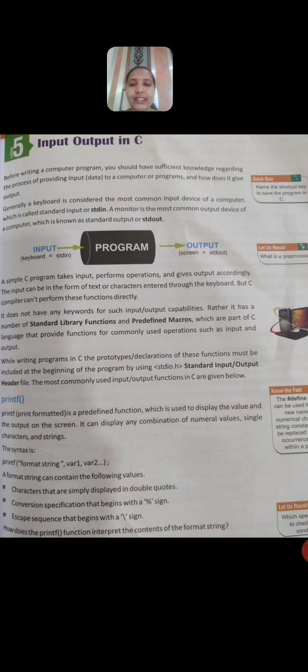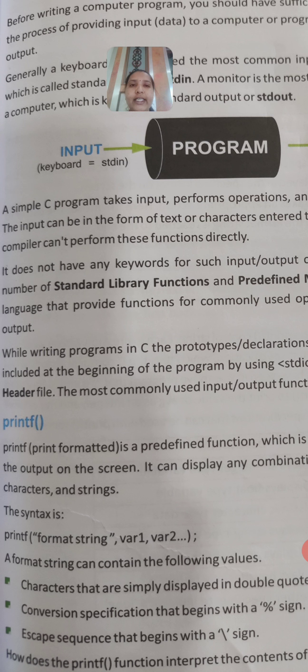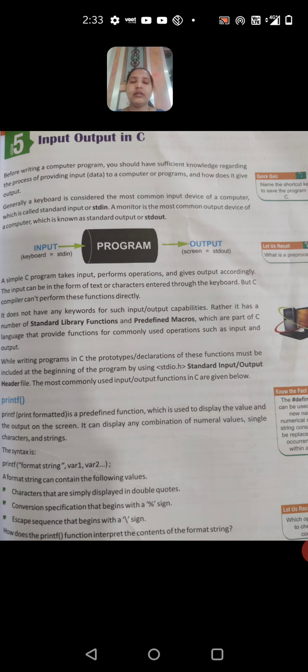The syntax for this is given here. See here, printf, format string, which we have to write in double quotes, then comma, variable 1, comma, variable 2, ending with a closing bracket and ending with a semicolon. If you miss any single comma or full stop, you will get an error in the computer while executing the program. We will do all these C programs in the lab. We will conduct one lab, and in that lab I will teach everything.